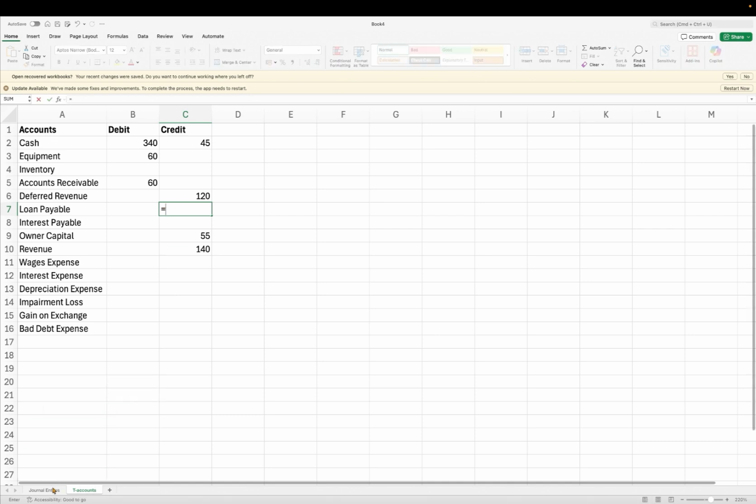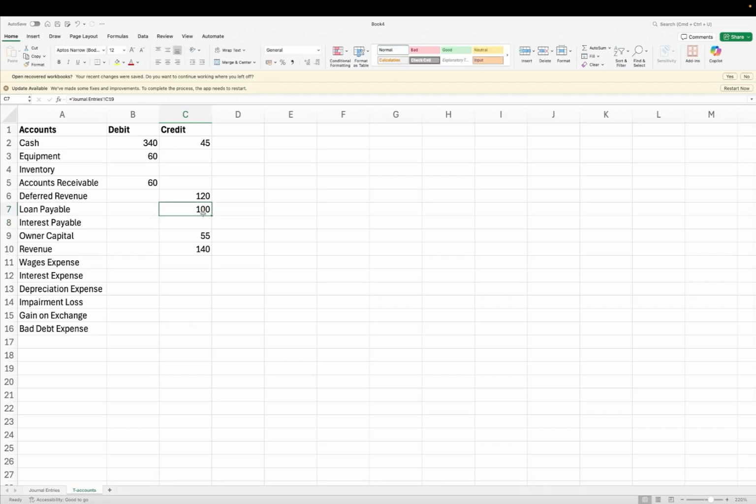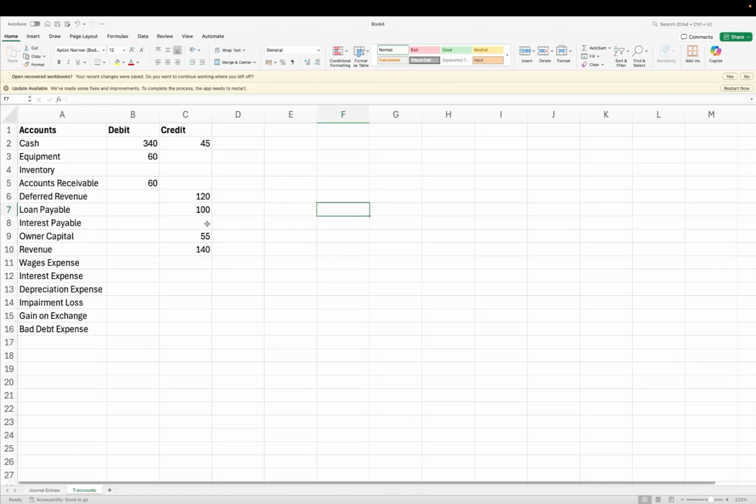Showing the credit column, we're putting our loan, representing the company's obligation to repay the borrowed money. Because liabilities increase with credits, I recorded this amount, 100, on the credit side of the loan payable. This transaction records the borrowing of money from the bank, right? The business receives cash, which increases assets, and at the same time records a liability.